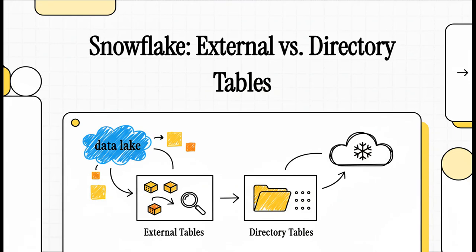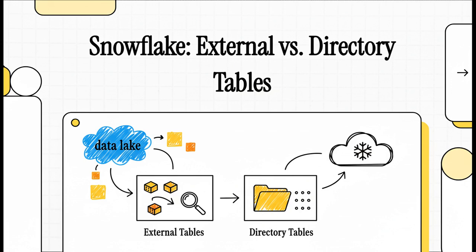Hey everyone, welcome. So if you're using Snowflake, you know your data isn't just sitting neatly in your database, right? A huge chunk of it is probably out in a data lake somewhere. Today, we're going to dive into two absolutely essential tools Snowflake gives you to work with that data: external tables and directory tables. We're going to break down what they are, how they're different, and most importantly, when you should use each one.